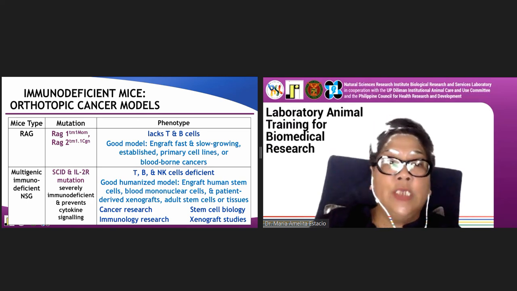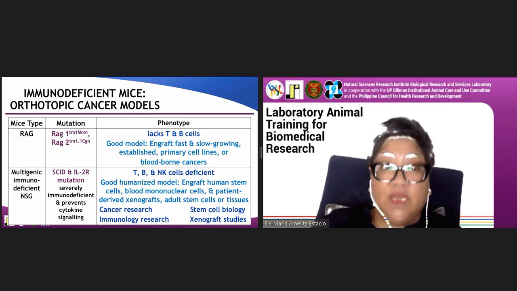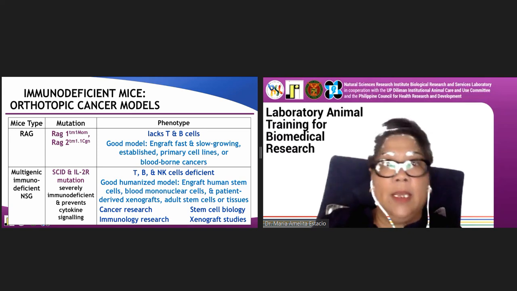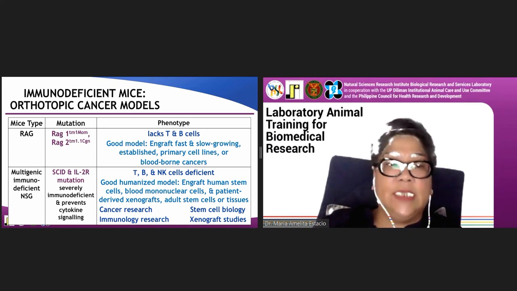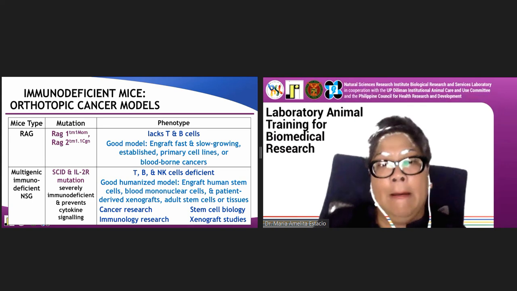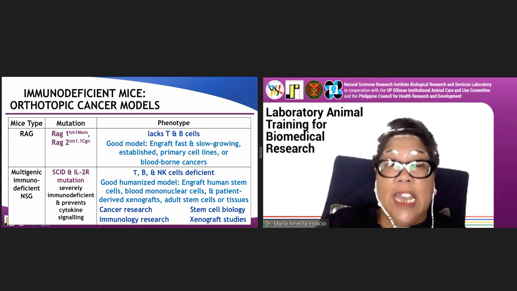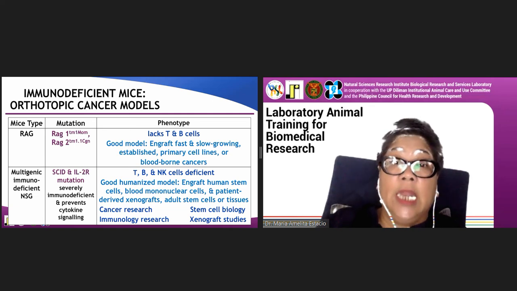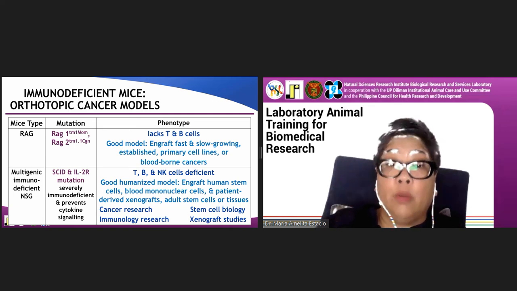Now, we also have what we call the multigenic immunodeficient orthotopic mouse model, and this is the NSG. So it actually has mutations. It is a SCID model with an additional interleukin 2 receptor mutation.